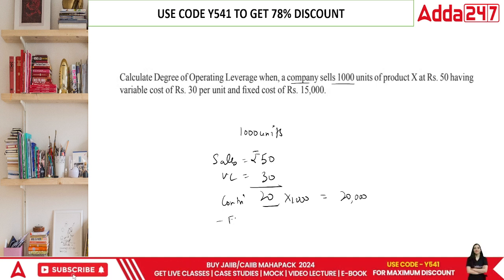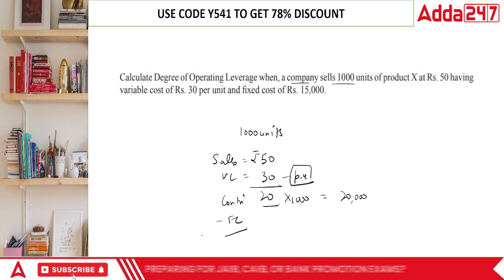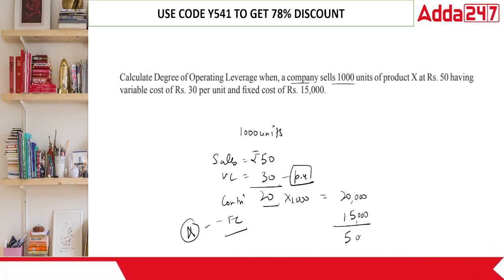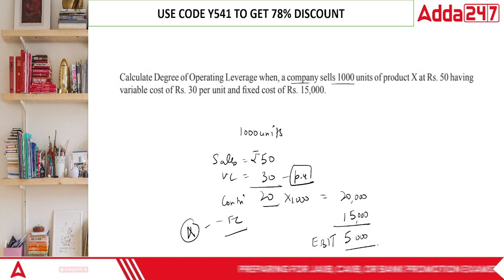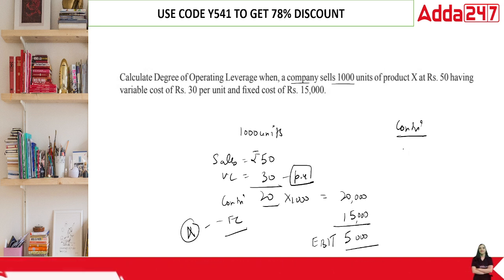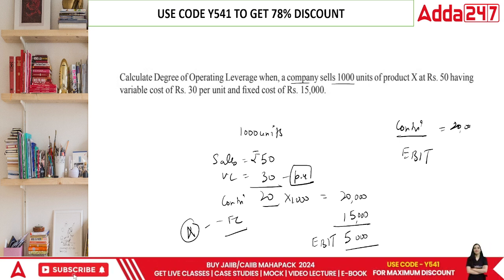From this, remove your fixed cost. Always remember, variable cost is ideally given per unit, but fixed cost is never given per unit. This is given in total. This is where we have 15,000. This means my EBIT, earning before interest and tax, is 5,000. So that means you have to take contribution divided by earning before interest and tax, and that is where we'll be talking about this 20,000 divided by 5,000.